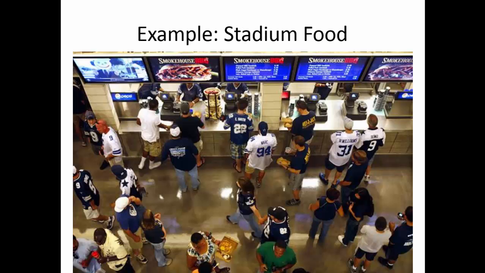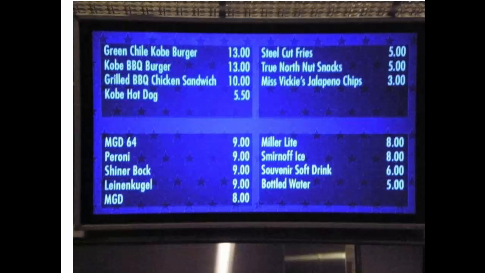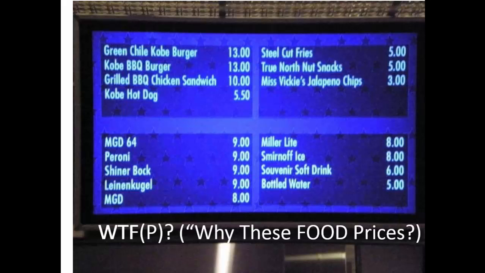Now, one of my favorite examples is stadium food. Here's an example of the food stand at AT&T Stadium where the Dallas Cowboys play. And when I see these, my first reaction is, WTF? P, which is an economic term. It stands for why these food prices.